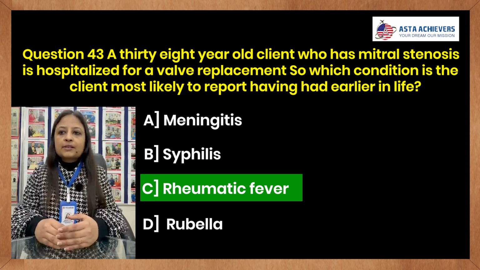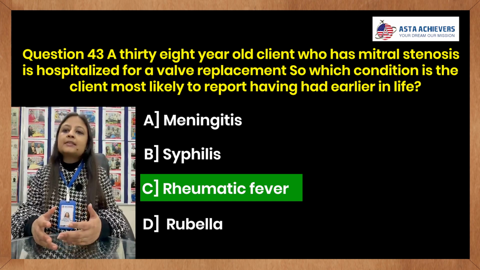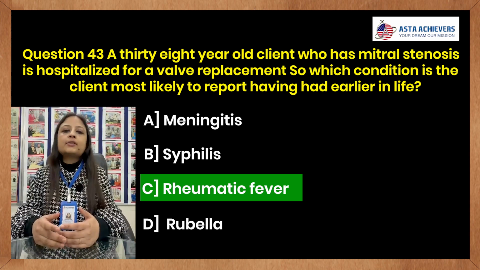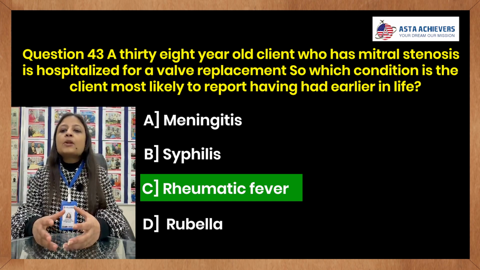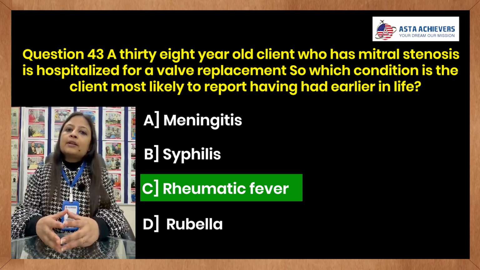Mitral valve stenosis is a narrowing of the heart's mitral valve, which restricts blood flow from the left atrium to the left ventricle. It is usually caused by rheumatic fever, and is a common complication of rheumatic fever. So option C, rheumatic fever, is the correct answer.